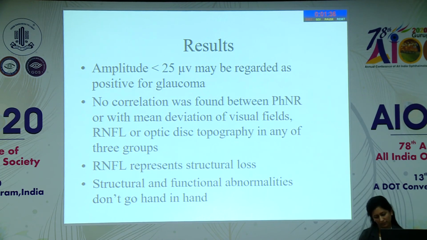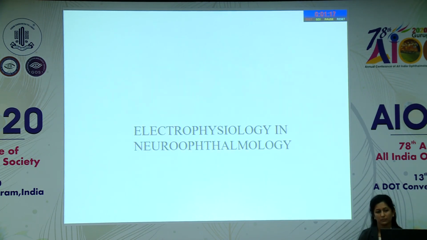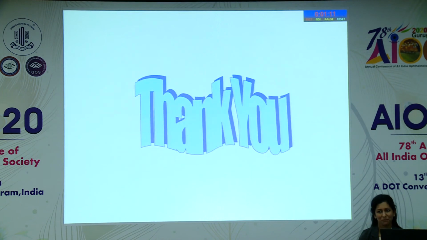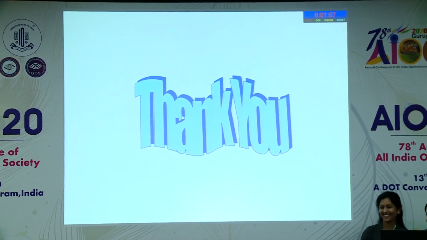No correlation was found between PHNR and visual field, retinal nerve fiber layer or optic disc topography in any of the 3 groups. Retinal nerve fiber layer represents a structural loss, but structural and functional abnormalities don't go hand in hand. So I think we'll stop here because we were given the hall late. We've already exceeded 10 minutes, but we were given the hall late, so I think we will stop at that.